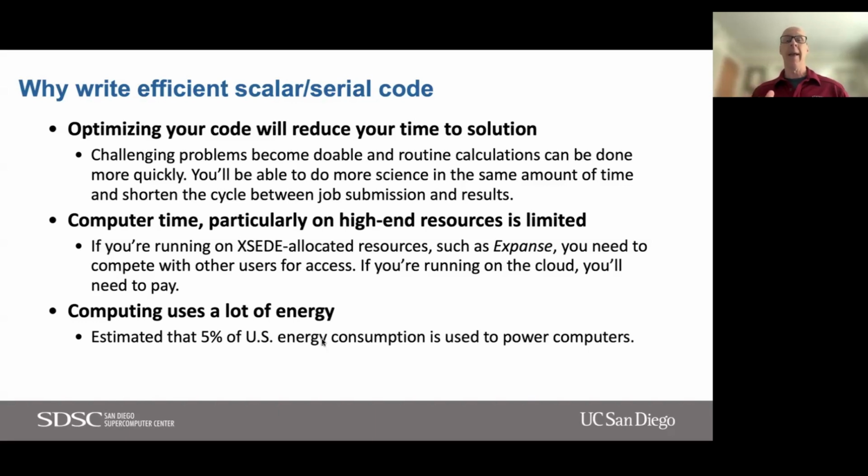Second, computer time, especially on high-end resources, is limited. So if you're running, and I need to update this, it's no longer XSEDE, it's now ACCESS, but if you're running on an ACCESS allocated resource, such as Expanse, you're going to be competing with other users for access. And if you're running on the cloud, you're going to need to pay for that time. And then finally, computing uses a lot of energy. If we can make our calculations more efficient, we could play a small role in driving down our energy consumption.